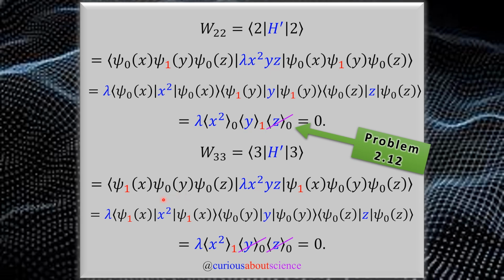And I think you can guess it. Run it through the same thing with 3. You get 1 here, split it up. Now the x has the 1 on it, the x squared has the 1 on it for the first excited state, but the other 2 terms are 0 due to problem 2.12, and we get a 0. So all our main diagonal elements are 0, and that's going to come in handy when we have to find eigenvalues. So let's continue and find the other 3 elements that we need.